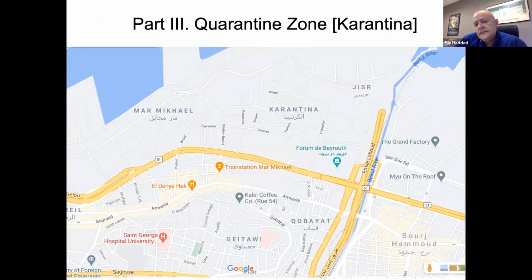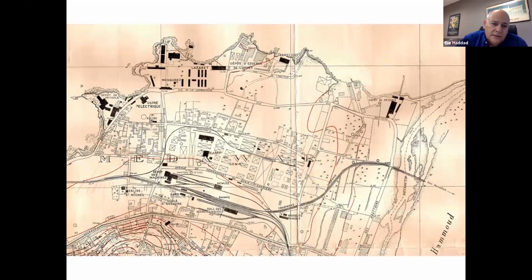The third part, and last but not least, I would say, is Karantina. This is the district that lies north of the main highway leading to Beirut and to the port of Beirut, and in very close proximity to the port area. This zone grew out of the installation there of the quarantine hospital at the beginning of the 19th century. Then also the placement of the French military barracks after World War II. And later, of course, it developed into a zone of mixed use of low-income housing as well as some industries.